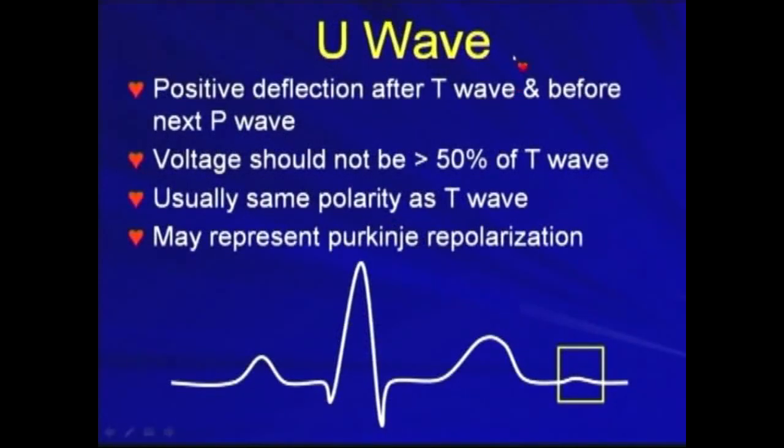Sometimes you can see a U wave. What is it? It is a positive deflection after the T wave and before the next P wave. The voltage should not be more than 50% of the T wave, and usually it is of the same polarity as the T wave. It may represent Purkinje fiber repolarization. As shown here, this is the U wave.